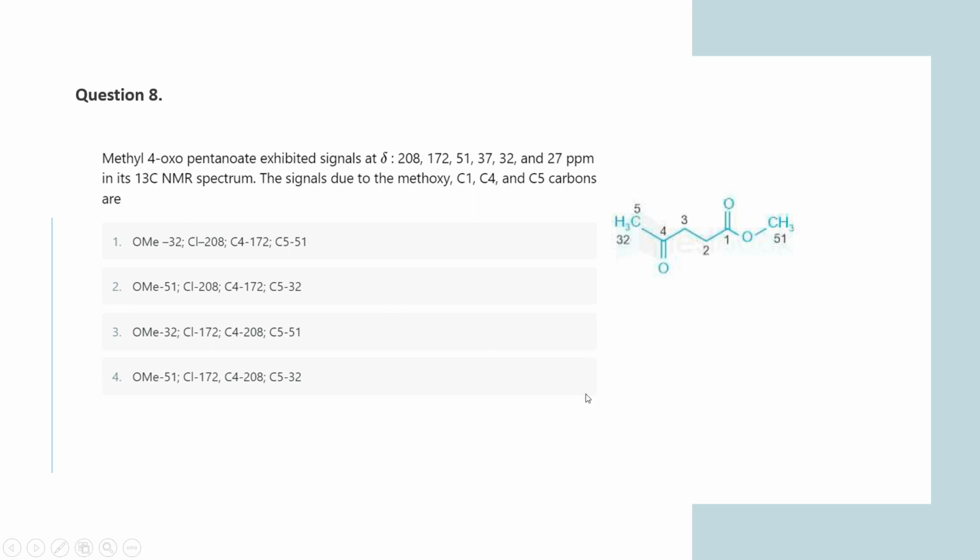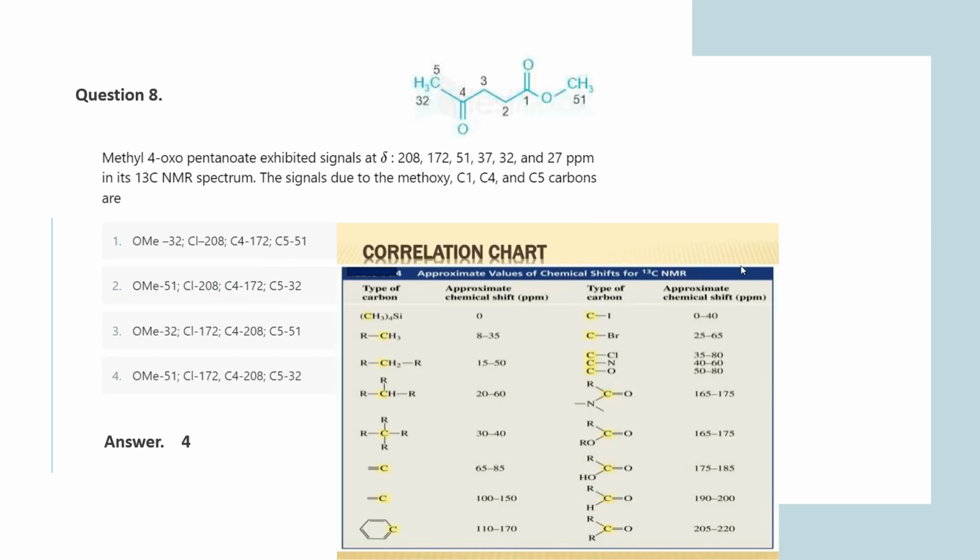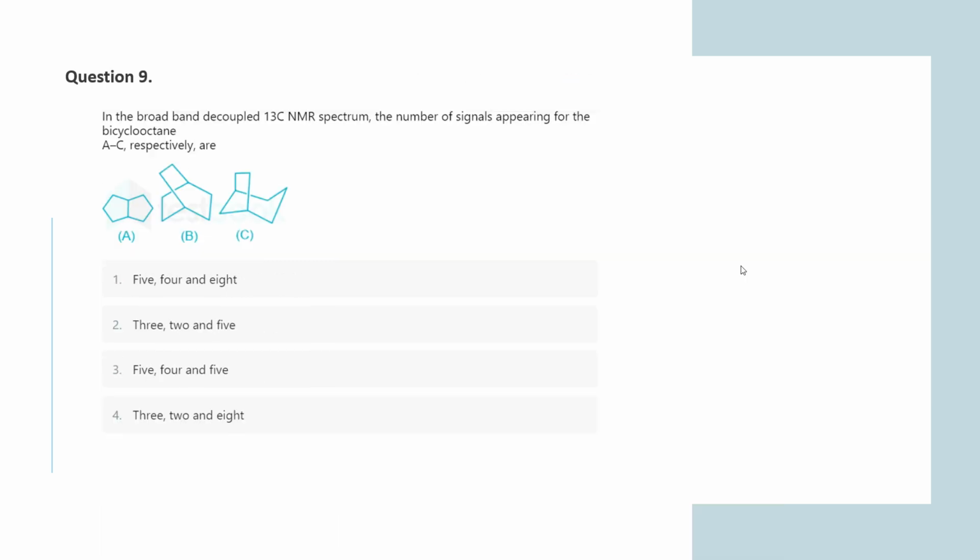Then in question number 8, we tried to figure out the spectral data for the given structure of 4-oxopentanoate, and we matched the OMe values and C1 values first to the carbon spectrum data, and we saw that option 4 was the correct answer. In question 9, we again tried to count the number of distinct carbon atoms and figure out how many signals were observed in the 13C spectrum of the compounds A to C.